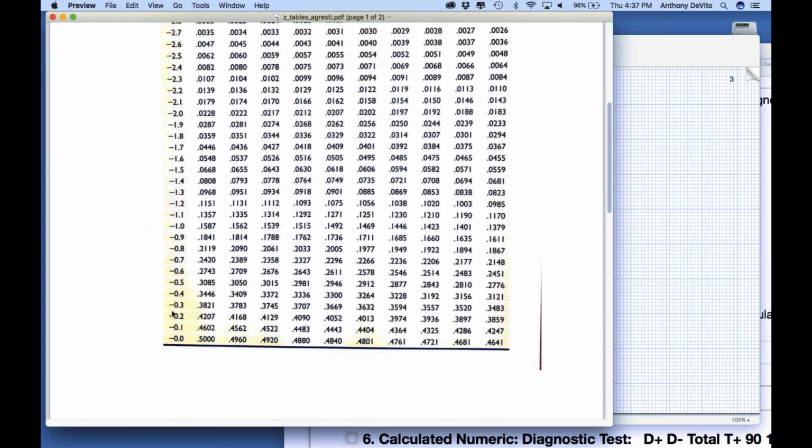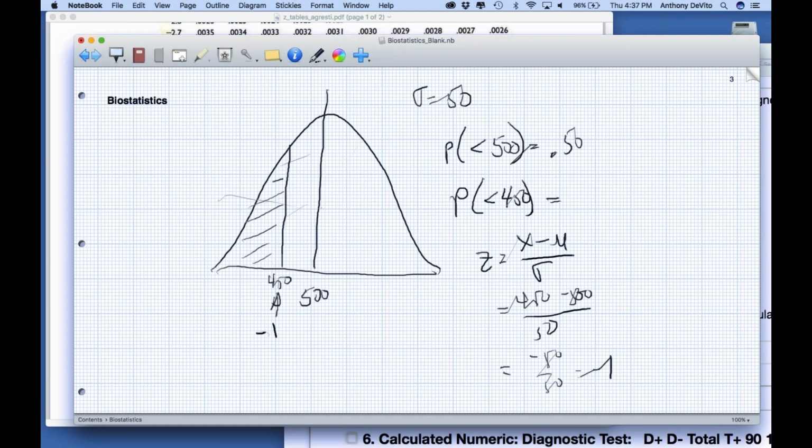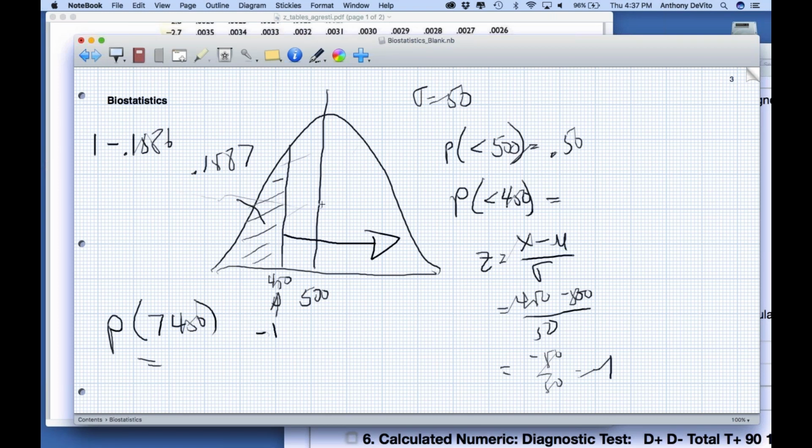So let's look up -1. -1.00 is 0.1587, not quite 16%, but the empirical formula is really kind of an estimate, right? So this area here is 0.1587. Now if I had asked you, what's the probability of selecting someone from this population that's greater than 450? Greater than 450, so we're looking for the area to the right. So it would be 1 minus 0.1587, or if this is 16%, that would be about 84%. Since I'm looking for greater than 450, I'm looking for the area to the right.